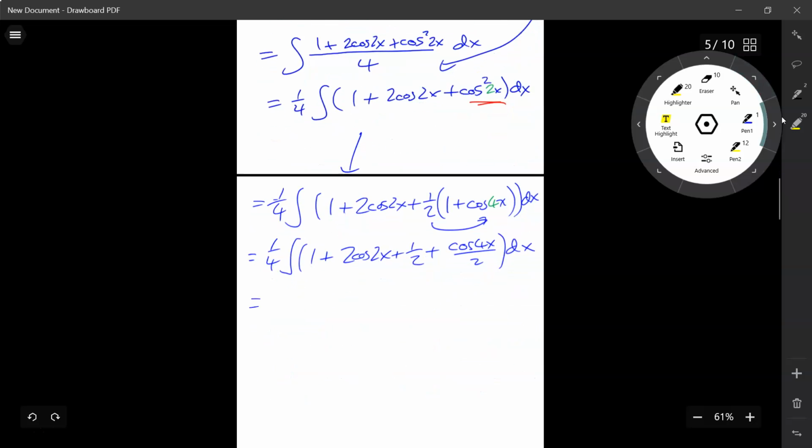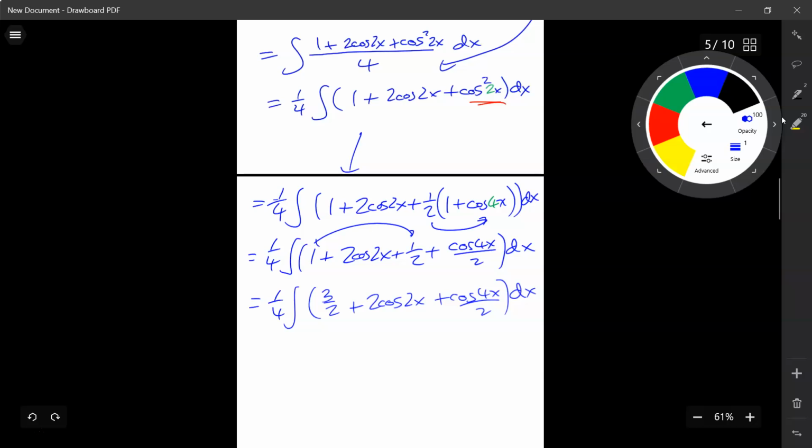Before I integrate, I'll add the 1 and the half together. So it's the integral, before I integrate, I can add these two together. So it's 3 over 2 plus 2 cosine 2x plus cosine 4x over 2 dx. And then the next step is to go ahead and integrate.